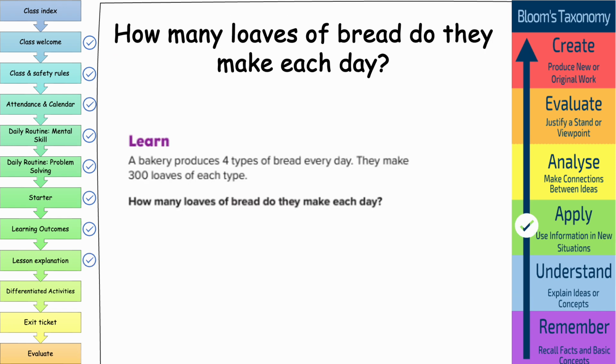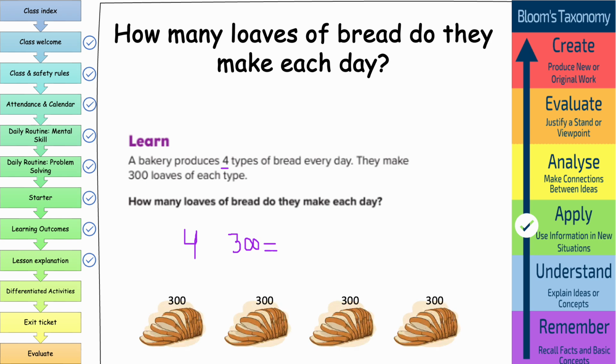So, a bakery produces 4 types of bread every day. Now I have the number 4. I will write it down. They make 300 loaves of each type. I have the number 300. I will write it down and then I will write equal. So how many loaves of bread do they make each day?